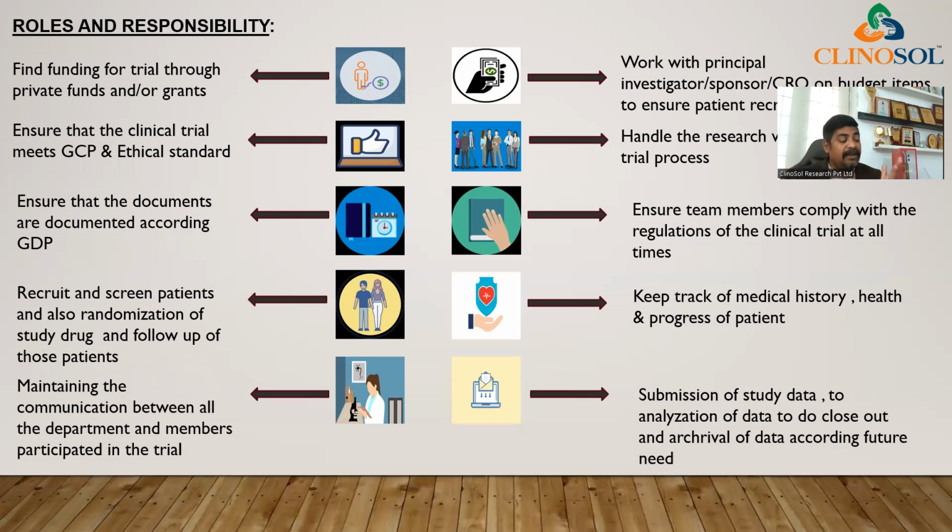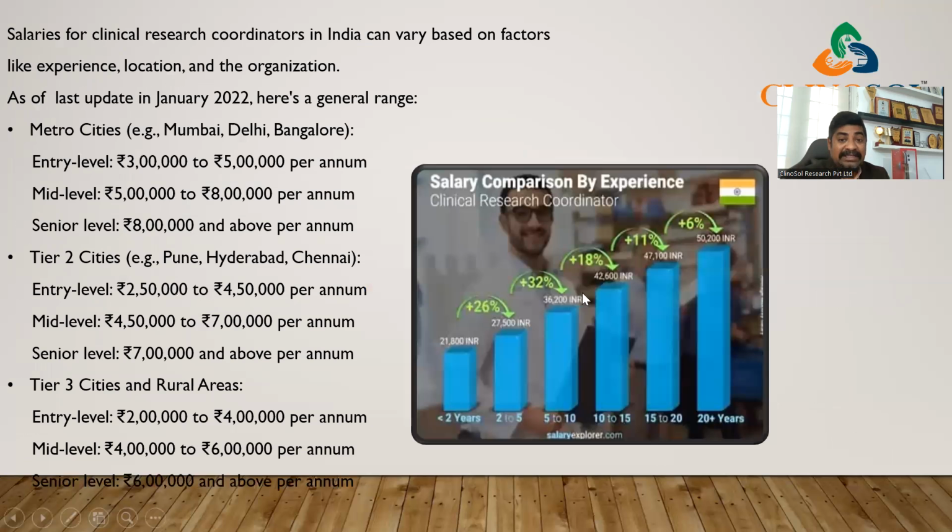So the CRC is responsible, first, to identify the funding, to make sure that clinical trials are conducted as per the guidelines of GCP and the Declaration of Helsinki, to make sure that documents are being entered, transferred, transmitted and archived as per GDP, to make sure the clinical trial is conducted as per the regulations, to make sure that the right subjects are being recruited, screened and randomized and followed up, to make sure that data is being entered correctly into the case report form, to make sure that the source documents are being entered correctly and archived correctly, and to keep track of medical history records, health records and the progress of the patient records. So these are the responsibilities of your clinical research coordinator.